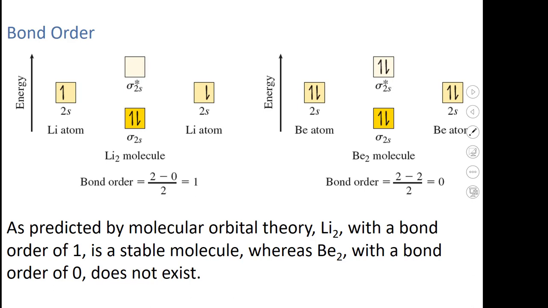Lithium is in the same family as hydrogen, so it's going to look the same. It's just we're going to replace these 1s's with 2s's. Beryllium is in the second family. It has the same number of valence electrons as helium, 2. Again, it's just in the 2s instead of the 1s. So according to this, lithium 2 with a bond order of 1 is stable, whereas beryllium 2 with a bond order of 0 does not exist. So we're going to use molecular orbitals to predict what kinds of things will exist, or compare and say which one's going to be a more stable molecule.